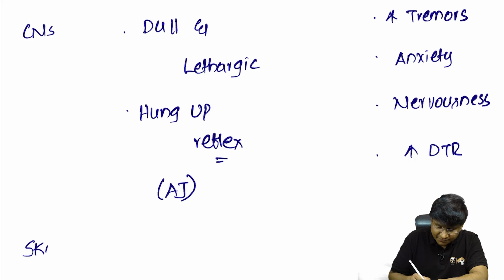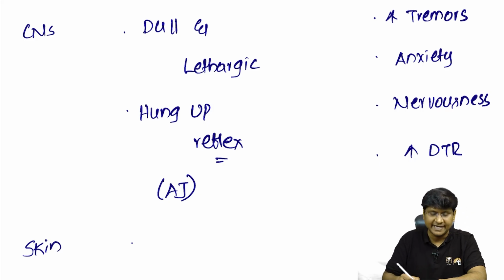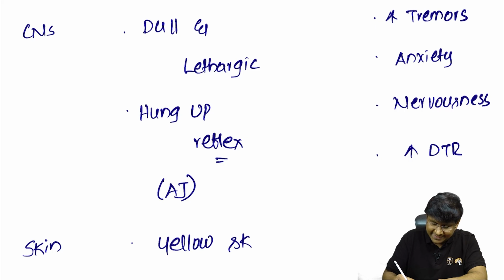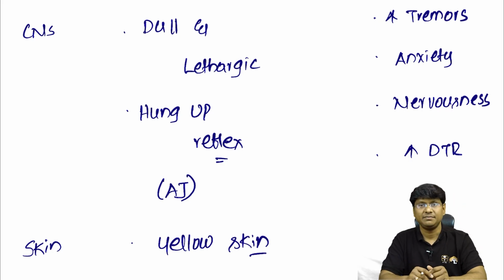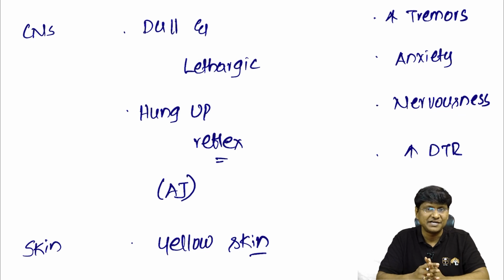And how will be the skin of these individuals in case of the hypothyroidism? There will be yellow skin. Why is that yellow skin? That is because of the beta carotenemia. So beta carotene has to get converted into vitamin A in the presence of thyroid hormone. When thyroid hormone is not there, the beta carotene is not converted into vitamin A. Increase in the levels of beta carotene, that will give yellowishness to the skin. And how is that you will be able to differentiate this from the jaundice?